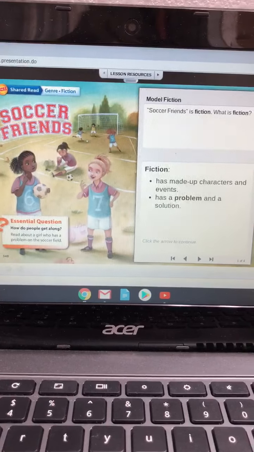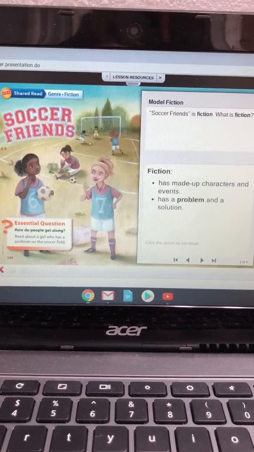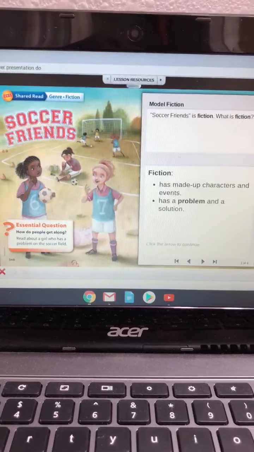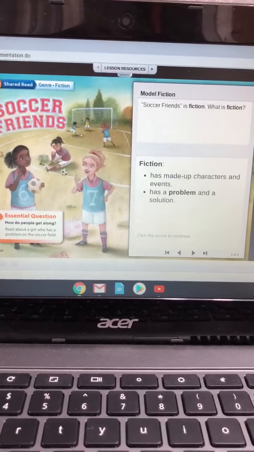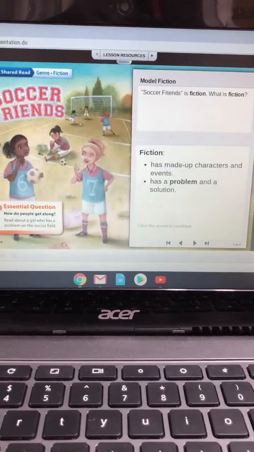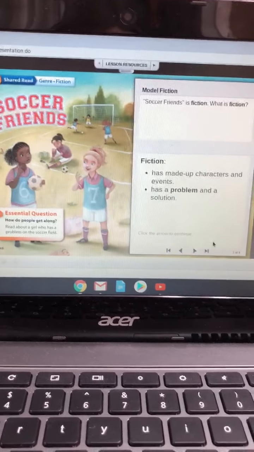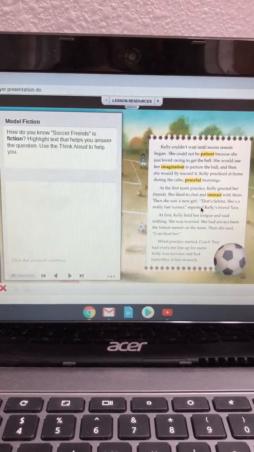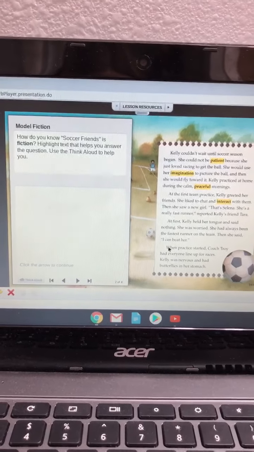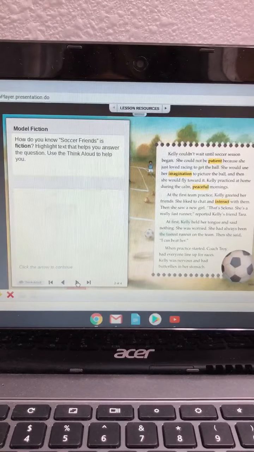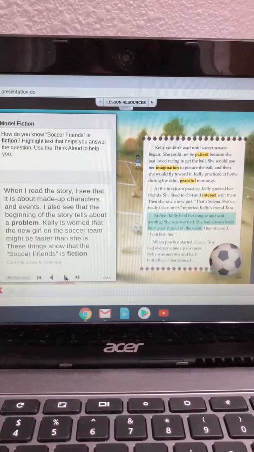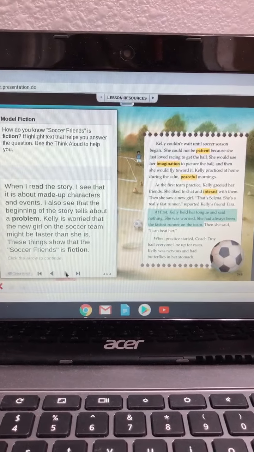All right. So another thing that fiction has, and we know fiction, fake. So fiction is made up. It is not real. Another thing about fiction, it has a problem and a solution. So now in our story, Soccer Friends, we know that the characters are made up as well as the events. But what about the problem? Okay, what were some of the problems?